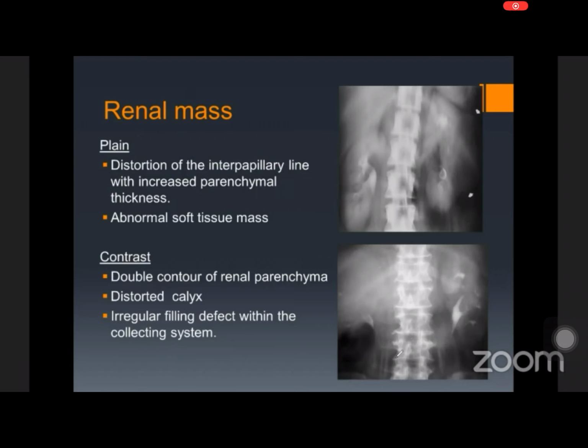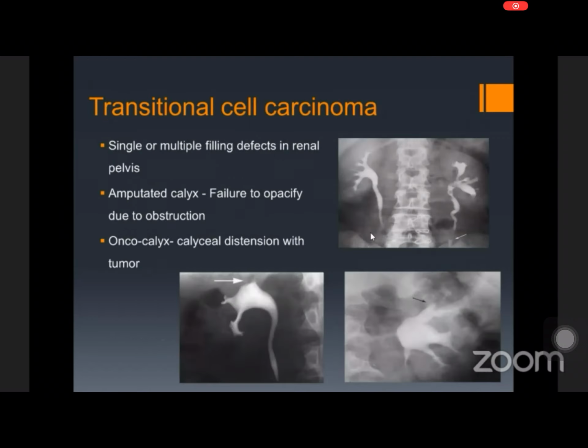Moving on to the transitional cell carcinoma, it's a malignant pathology of the urothelial tract. So what we see on IVUs is single or multiple filling defects in the pelvicalyceal and collecting systems. So here in this IVU image, we see multiple loosened filling defects in the pelvis, upper ureter, and the lower ureter. So this is typical of a transitional cell carcinoma.